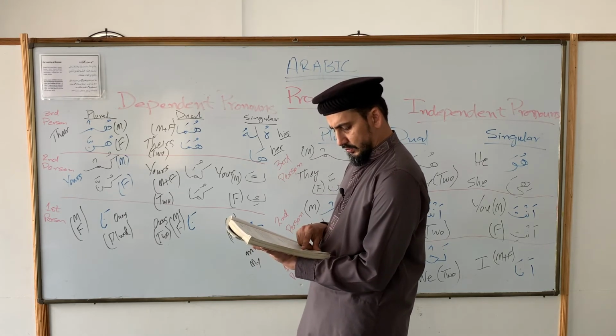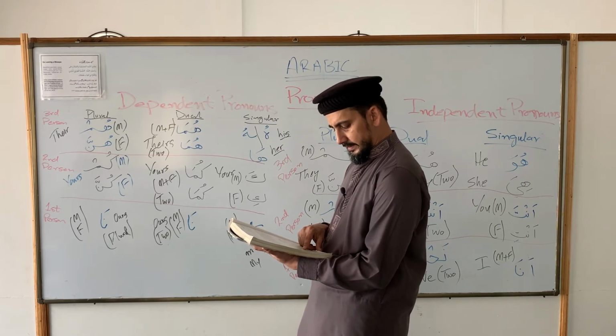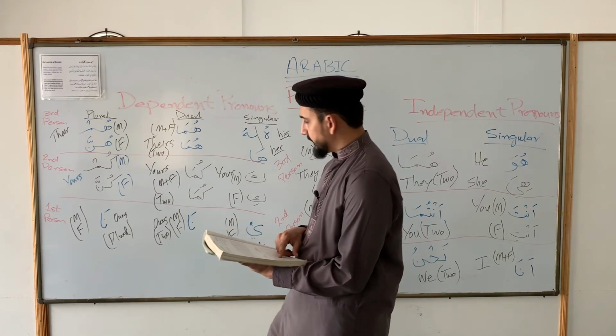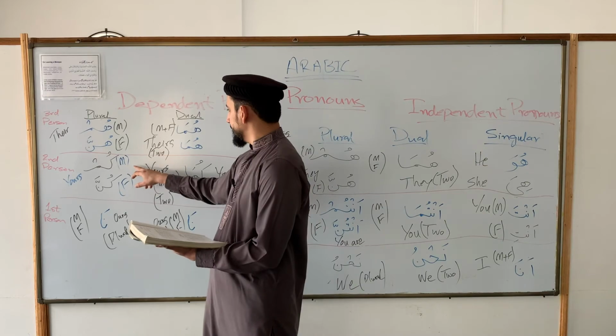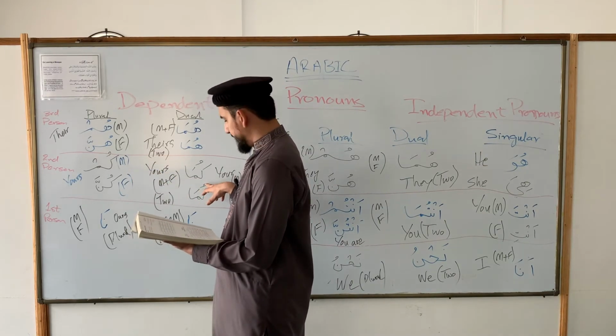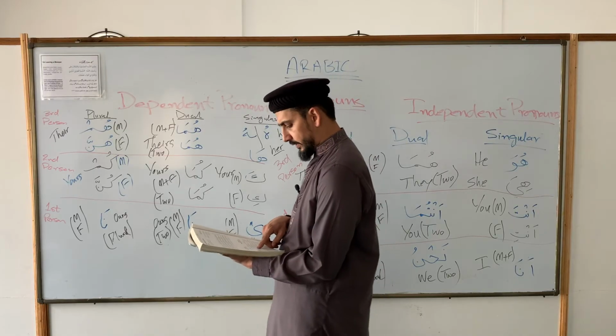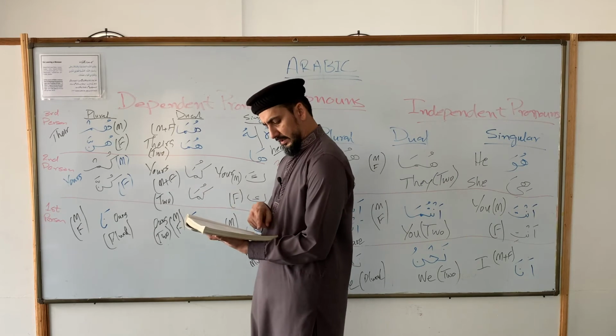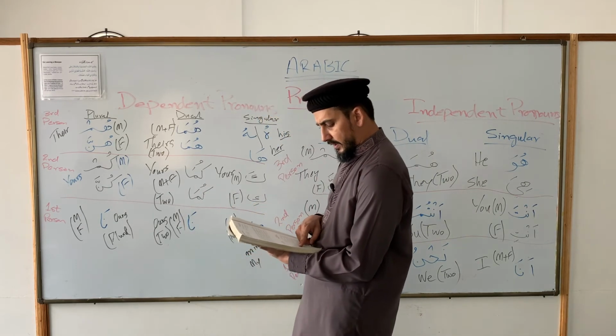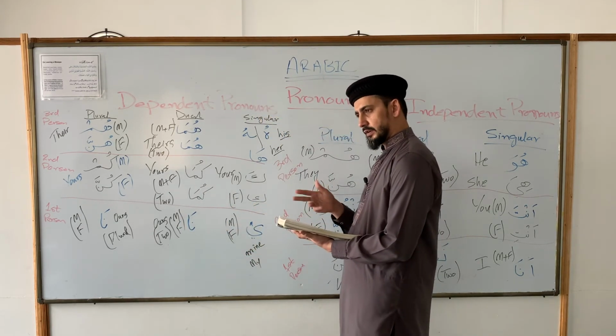They have written dual, masculine or feminine father. I don't know why they wrote that. Abukum, it should be. If they have written kuma, so there's a mistake here in the book. They wrote dual, masculine or feminine. Maybe they wanted to write kuma, so they wrote kum. So if we write abu kuma, then it would be your father, meaning dual, masculine or feminine.